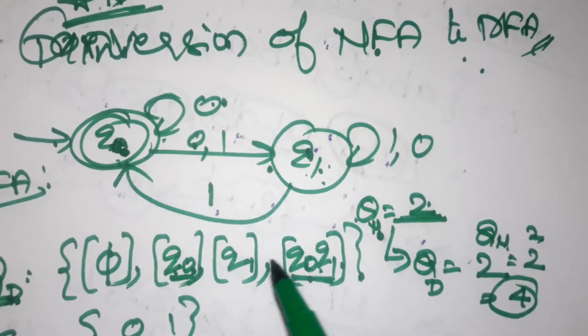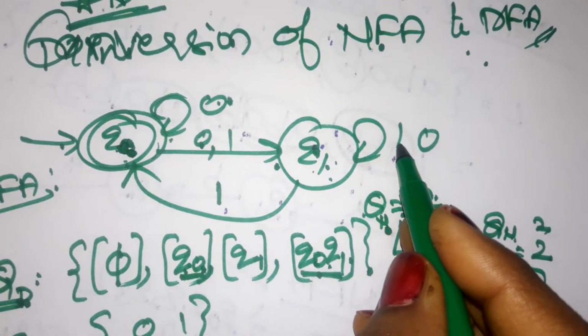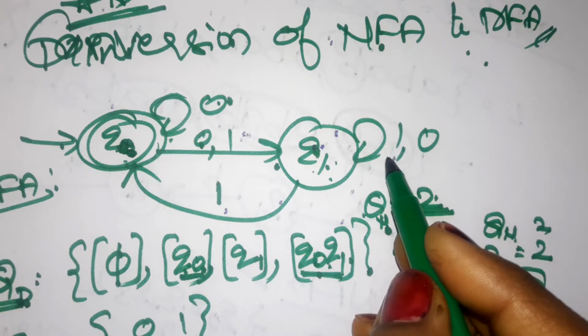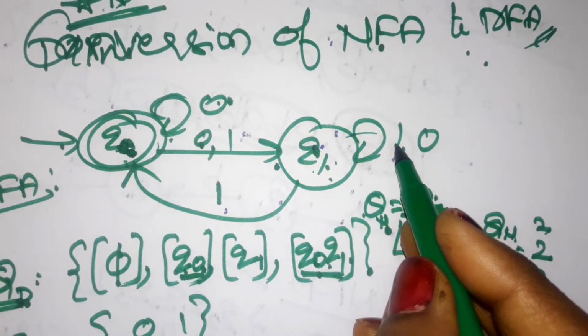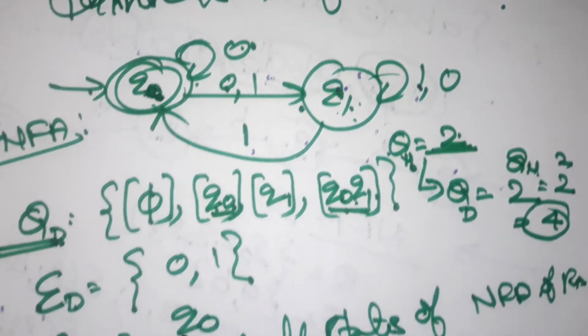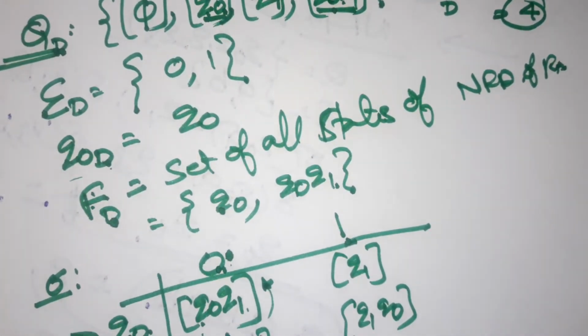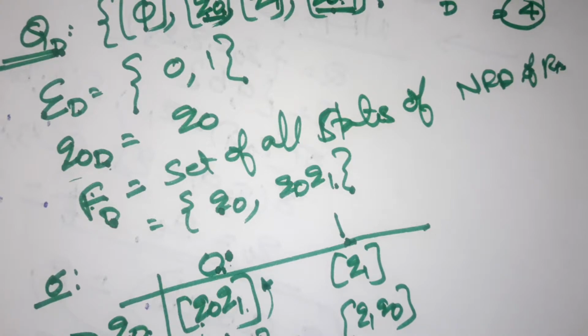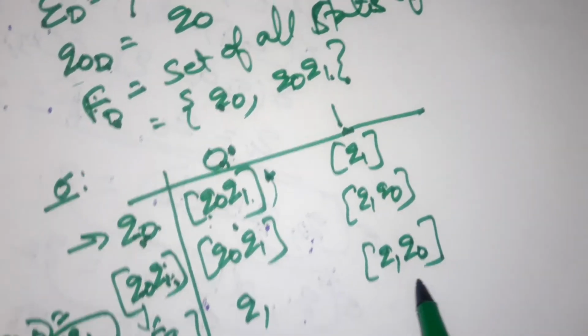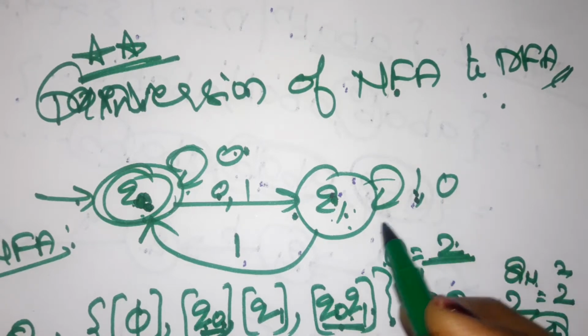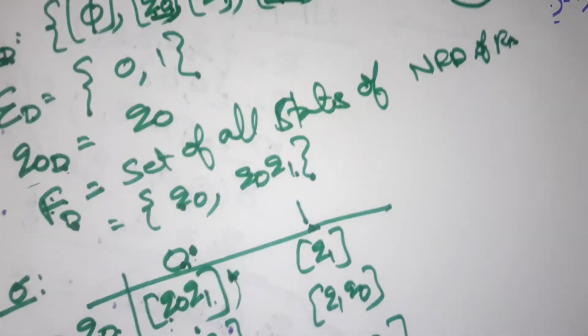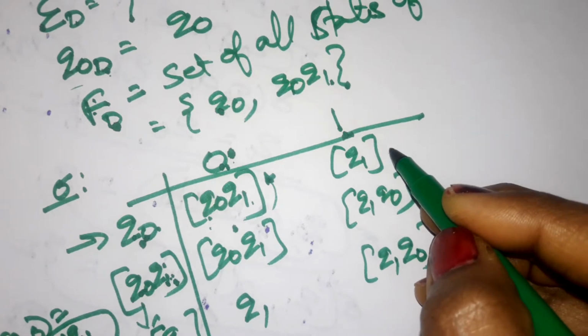Q1 on 1, where is it going? It is going to the state Q1 and as well as Q naught also. So Q1 on 1 goes to the states Q1 and Q naught. Q1 on 1 goes to the state Q1, and Q1 on 1 goes to the state Q naught. So this one is over.